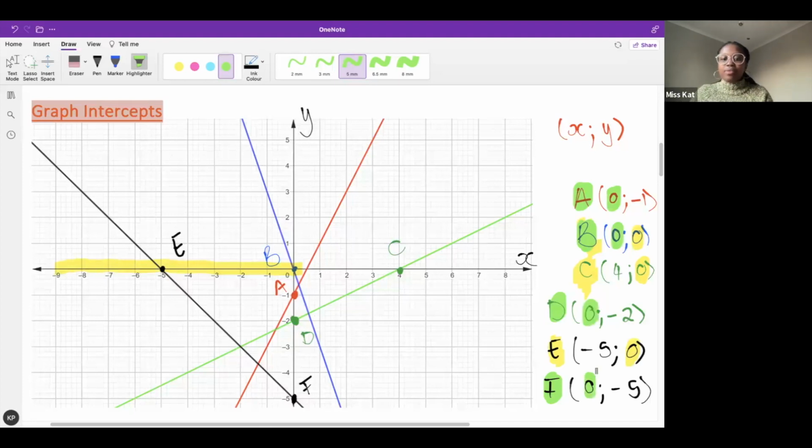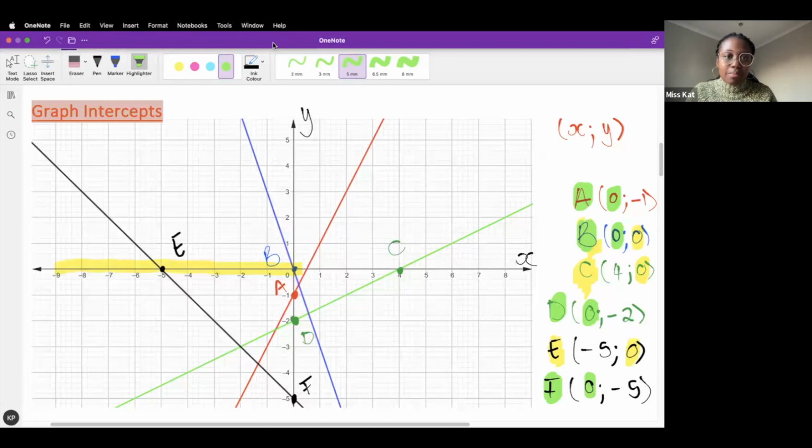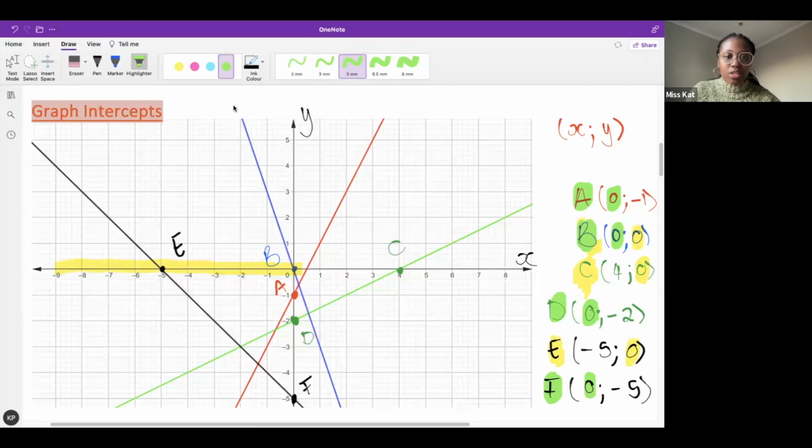Do we understand what I've said so far? Let me check in. Thumbs up, thumbs down. You can use your reactions or the chat. So if it crosses on the x, then the y coordinate is 0. If it crosses on the y, then the x coordinate is 0. It's just the opposites, right? It's easy to remember. Okay, I see thumbs up. Nobody's lost so far.